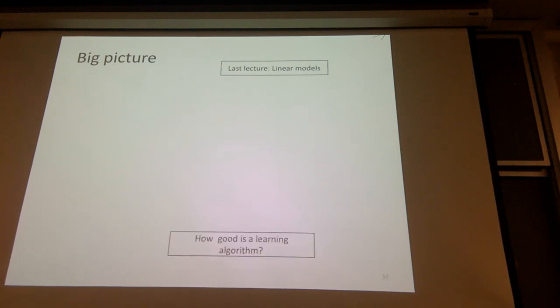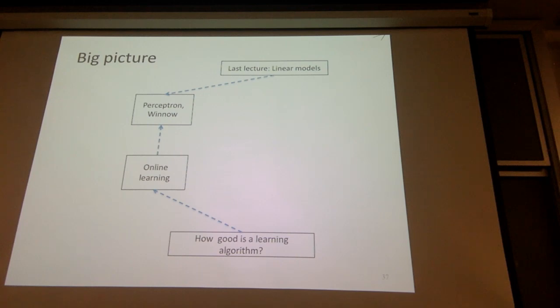So, just to tell you where we are in the big picture, in the last lecture and the lecture before, we looked at linear models, and today we are looking at how good a learning algorithm is. One way of answering that question is using this framework of online learning, and marrying linear models with online learning gives us the perceptron algorithm, and if time permits, we'll also look at another really cool thing called the Winnow algorithm.